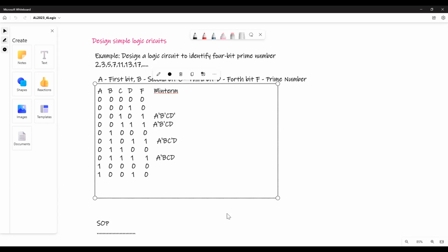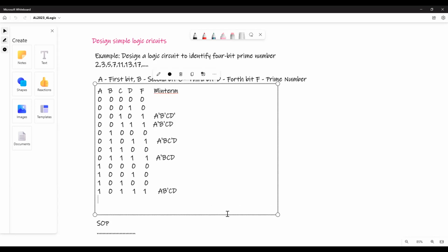Yeah, that is also 0, 1. We have 0, right? We have 1, 0. That is 0. Then 1. We have 0. We have 1, 1. Okay, this is 11. That means we have 1, which means we have A, B dash, C, D.